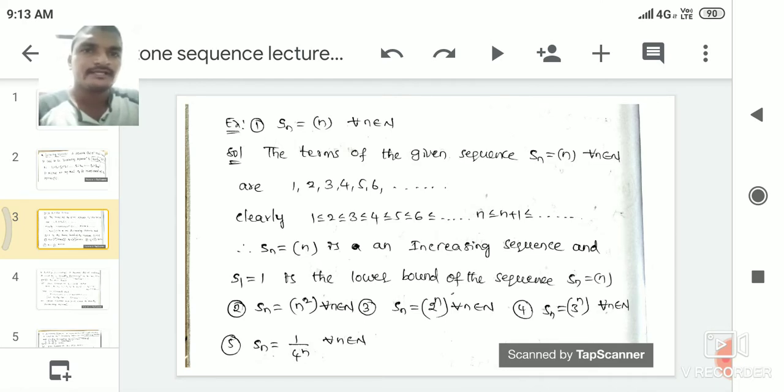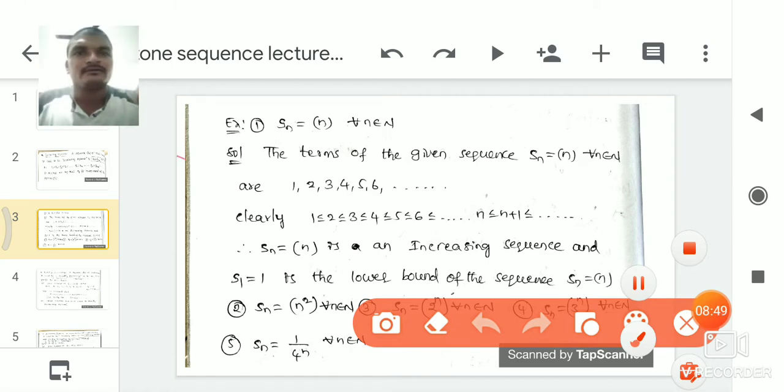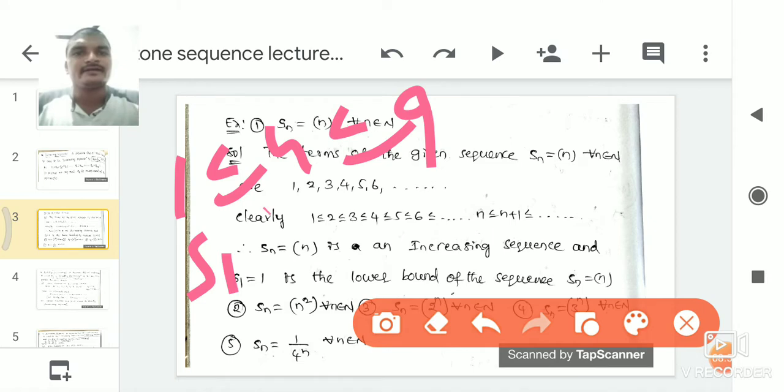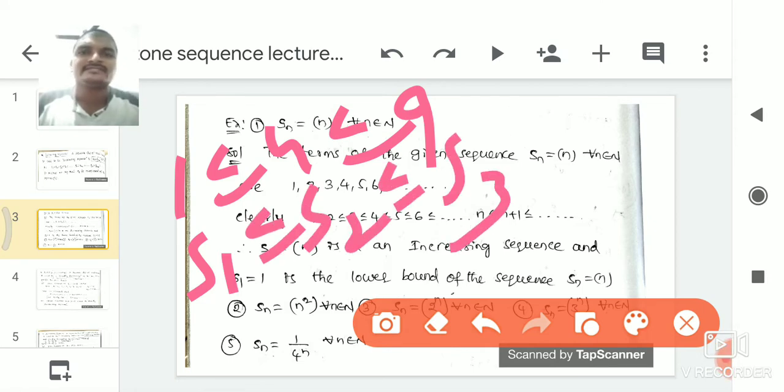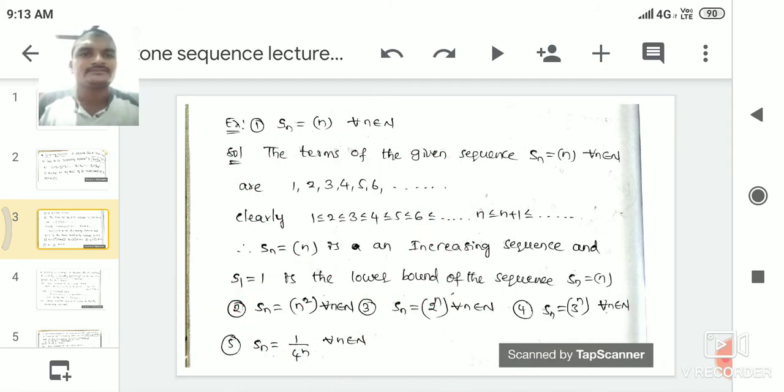Suppose the second one: what are the terms of the sequence here? S1 is equal to 1 squared, that is, the first term of the sequence is 1, the second term is 4 and the third term is 9. So here we observe that 1 is less than or equal to 4 is less than or equal to 9. That is nothing but S1 is less than or equal to S2 is less than or equal to S3. So the given sequence is an increasing sequence and 1 is the lower bound of the sequence. Similarly you can do the third, fourth and fifth problems.